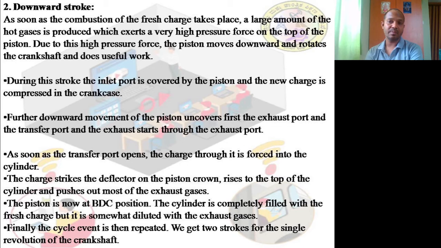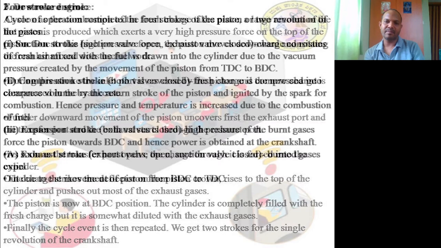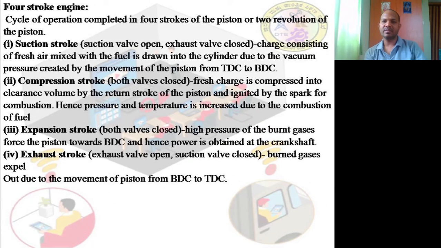That is what I have been telling you. There are chances that the fresh charge will mix up with the waste gases or the exhaust gases. Finally, the cycle of events is then repeated. We get 2 strokes for a single revolution of the crankshaft. That means the power will be generated by the 2 strokes of the piston and 1 revolution of the crankshaft. That is the working principle and construction features of the two-stroke petrol engine.